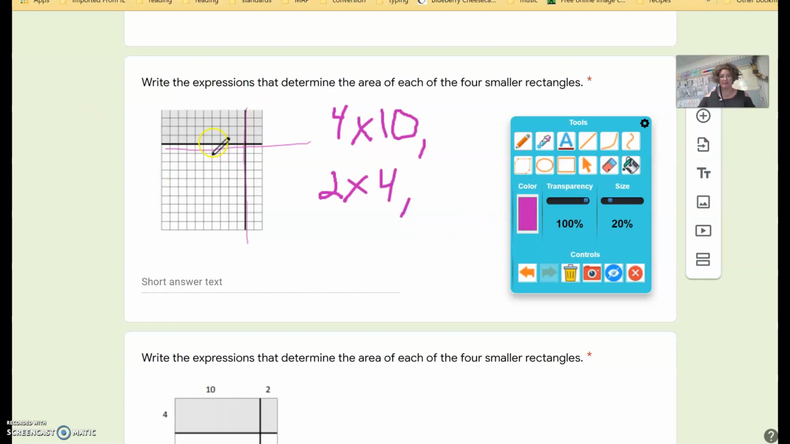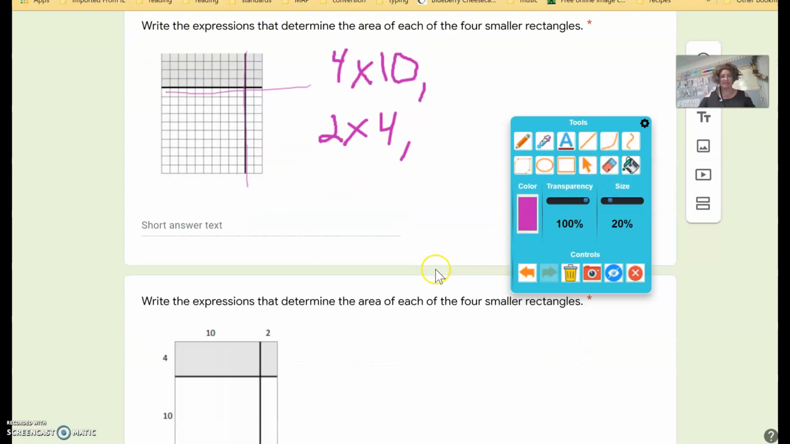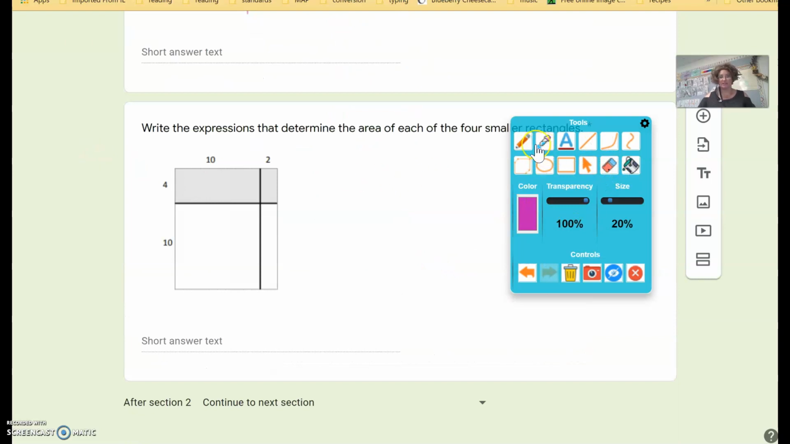So you will do the same thing. Count the ones going down, count the ones going across. Put the expression here. It's going to be a certain number times a certain number. And then you will do the same thing on this last section. Now, the one below it, it doesn't have the little squares, but what does it do for you? It gives you the numbers instead.